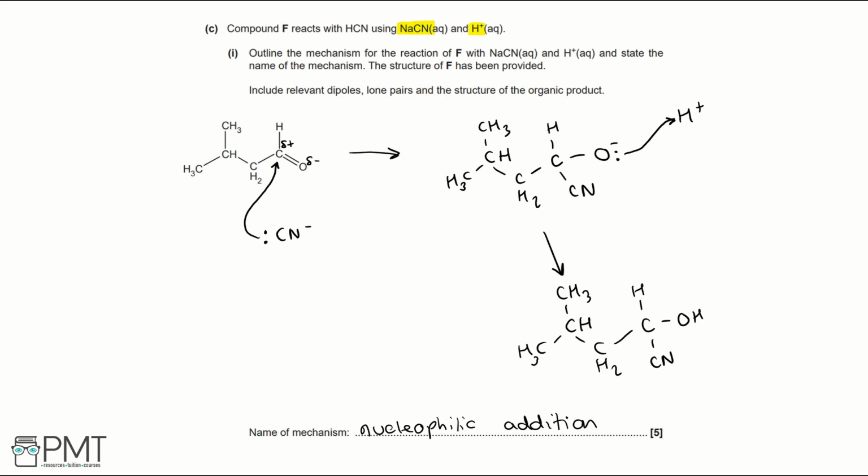You get your second mark for your dipoles being correct on the carbonyl functional group. You get your third mark for your second curly arrow, so going from the lone pair on oxygen to the H+. You get your fourth mark for having the correct organic product, so this hydroxynitrile. And then you get your fifth mark for correctly naming the mechanism.